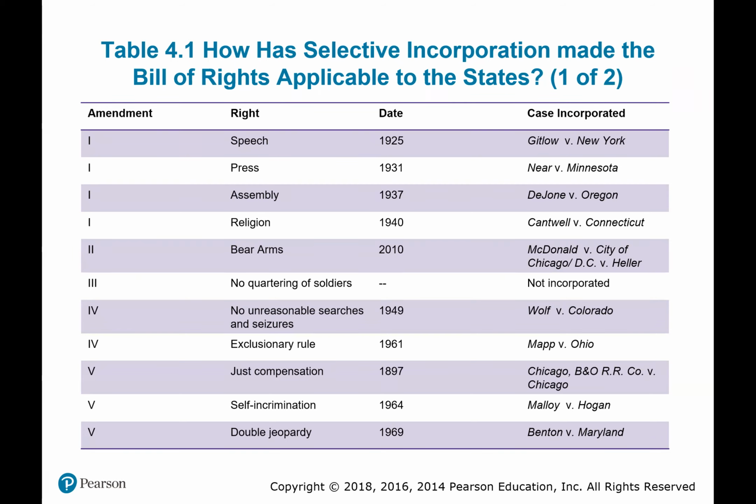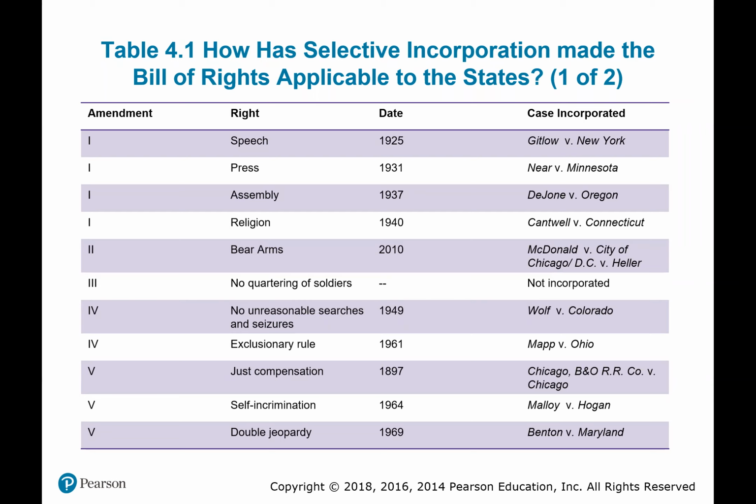Just compensation, and we've seen that was upheld. It's from the Fifth Amendment, meaning if the government takes your property, the state or federal government, you have to be compensated justly, and that was upheld as far back as 1897. Self-incrimination, that's the Fifth Amendment, pleading the Fifth, was upheld in 1964. Double jeopardy, another portion of the Fifth Amendment, was upheld in 1969, meaning a person cannot be tried for the same issue twice in the same jurisdiction.